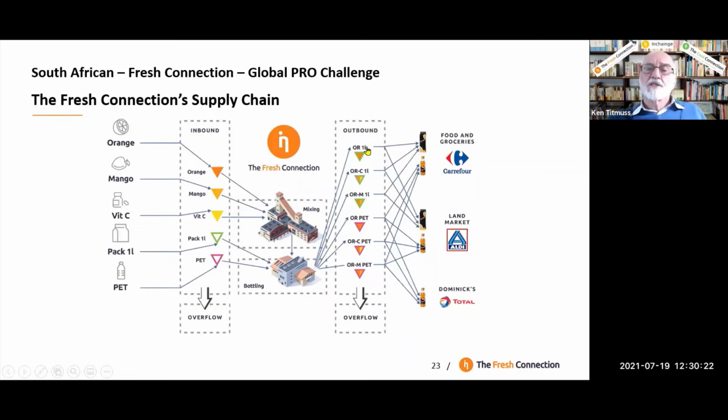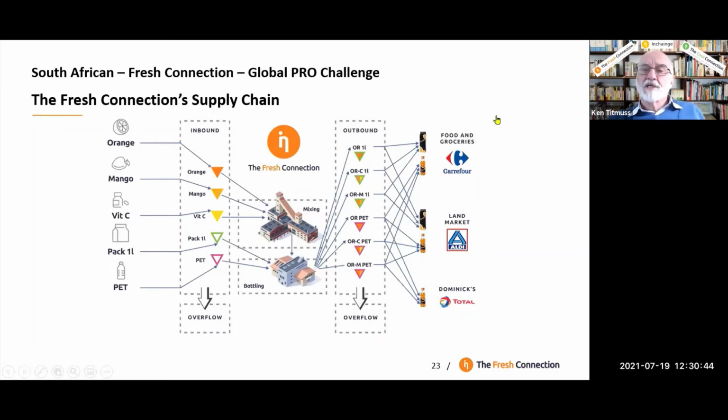And we produce 6 different products. In the 1 liter cartons, we have orange, sea power, and we have orange and mango mix. And then we have the same products in the PET bottles. Again, we have an overflow warehouse if we don't have enough space. But again, it's going to cost you more money.